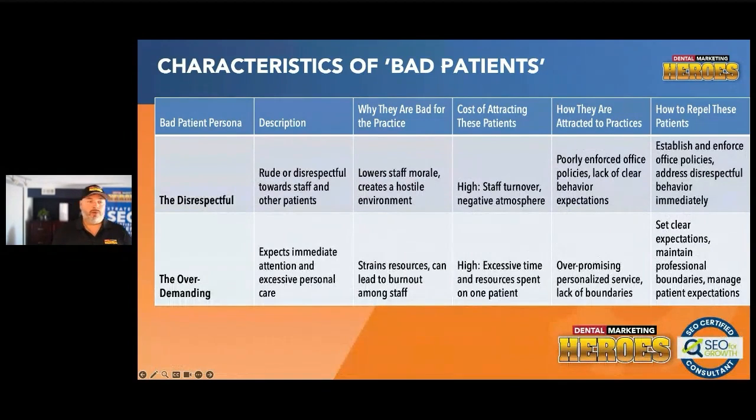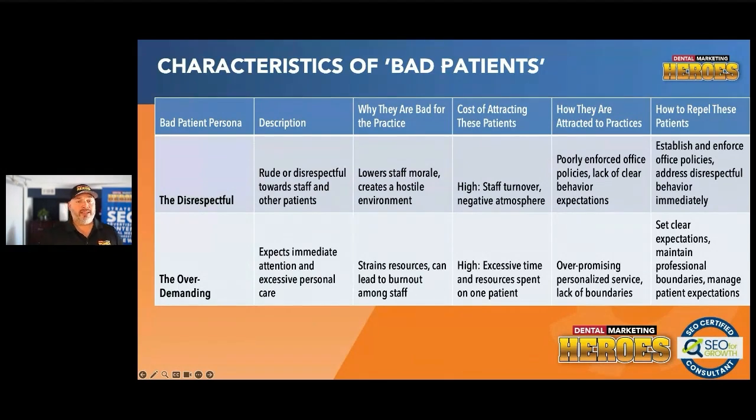And the last two, the disrespectful. These are really hard. They're rude, they're disrespectful towards your staff and other patients. They might be muttering under their breath in your waiting room. Why are these bad? They lower staff morale. They create a hostile environment for your staff, but also for other patients. What's the cost of attracting these patients? This is really high because it will cause staff turnover.